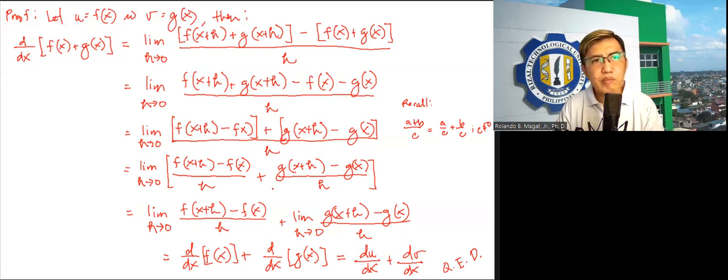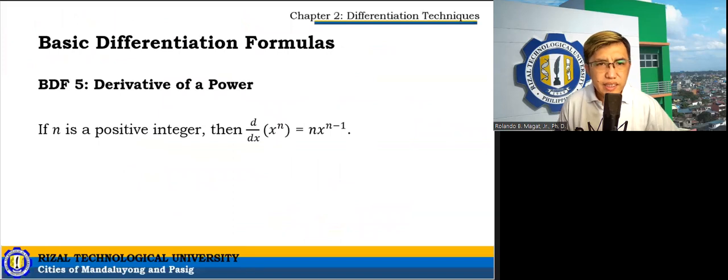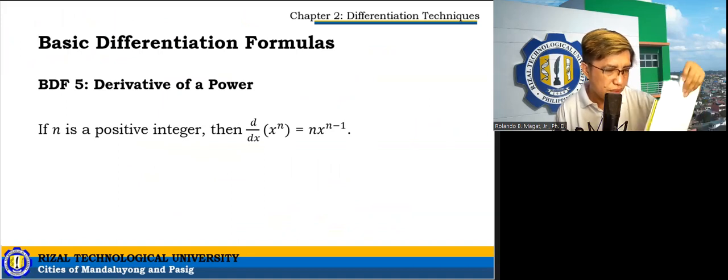Next, finally, is the derivative of a power. The derivative of a power. So that one is quite tough.